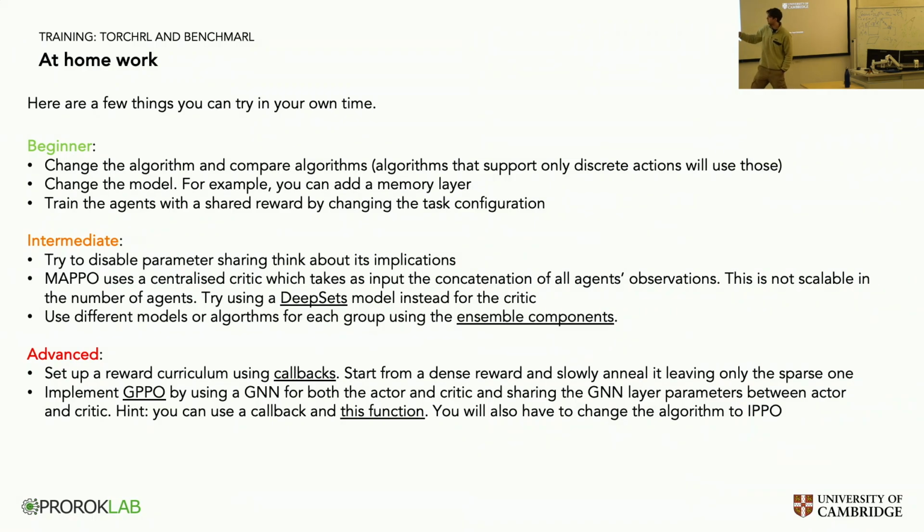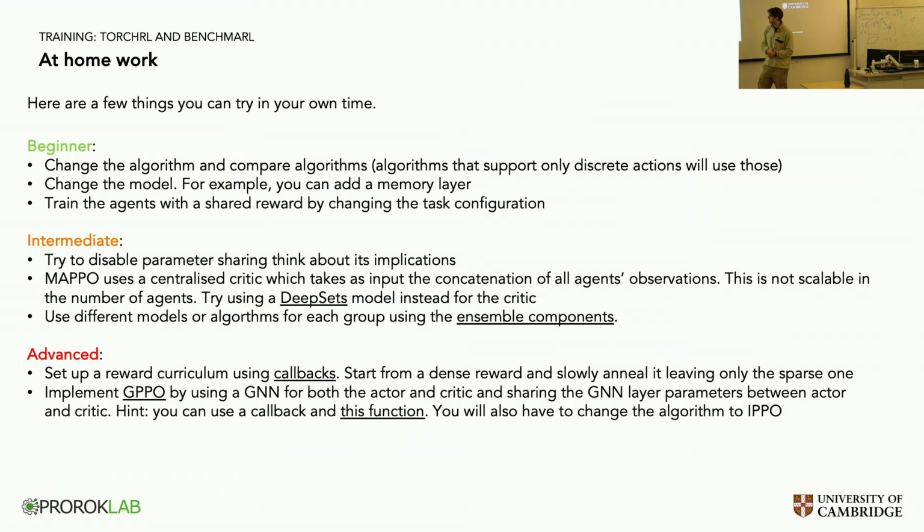But BenchMARL has a model called deep sets, which is used to encode a set. So it's not dependent on the order of the input. You can try to use that for the model of the critic instead and see if you get better generalization. Or you can try using different algorithms and models for each group.